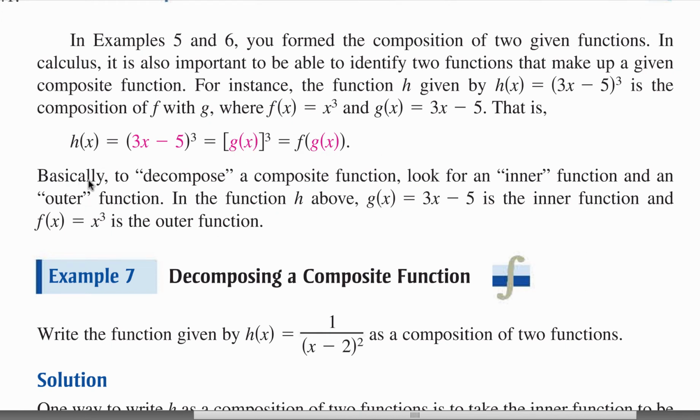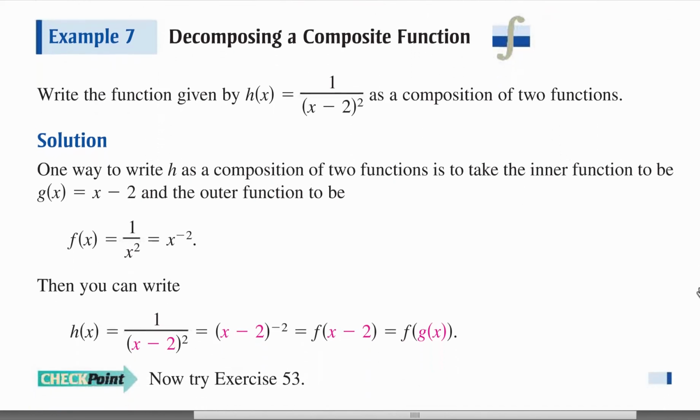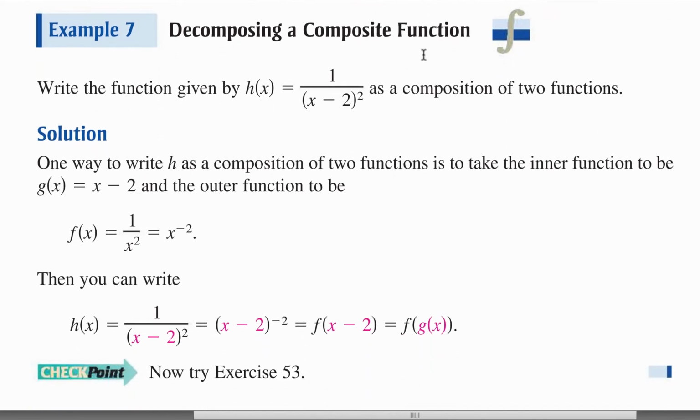So basically, to decompose a composite function, look for an inner function and an outer function. In the function h above, g of x equals 3x minus 5 was the inner, and f of x equals x cubed was the outer. So let's talk about decomposing a function.